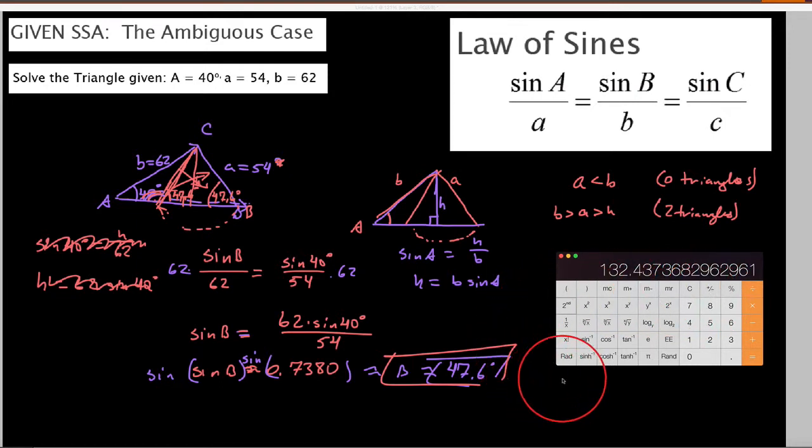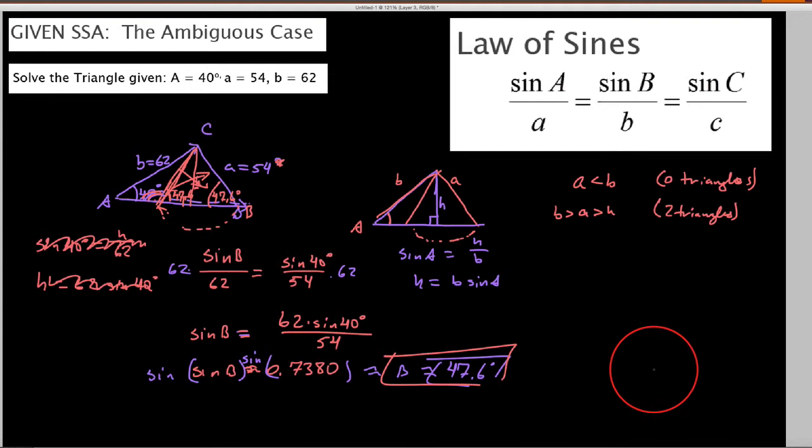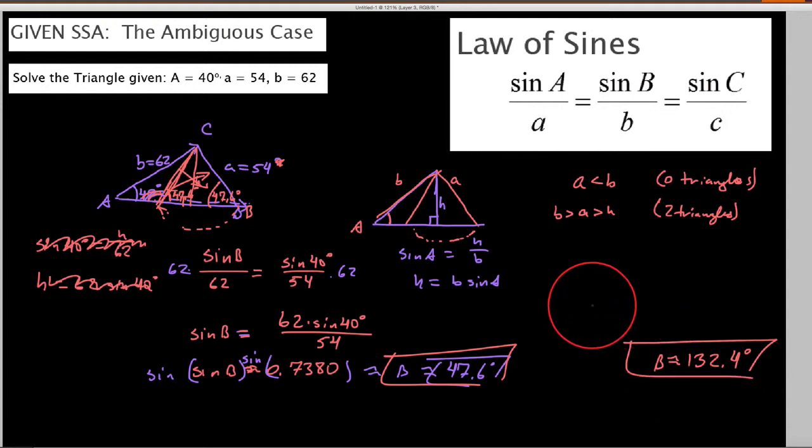You get your other situation where B could be 132. So we say B is also 132.4-ish, I think is what I saw. And we'll come back and do that situation here in a second. But I just want you guys to know that that's how you would solve for the other angle. Now, coming back over to here, I think we should actually write this out.